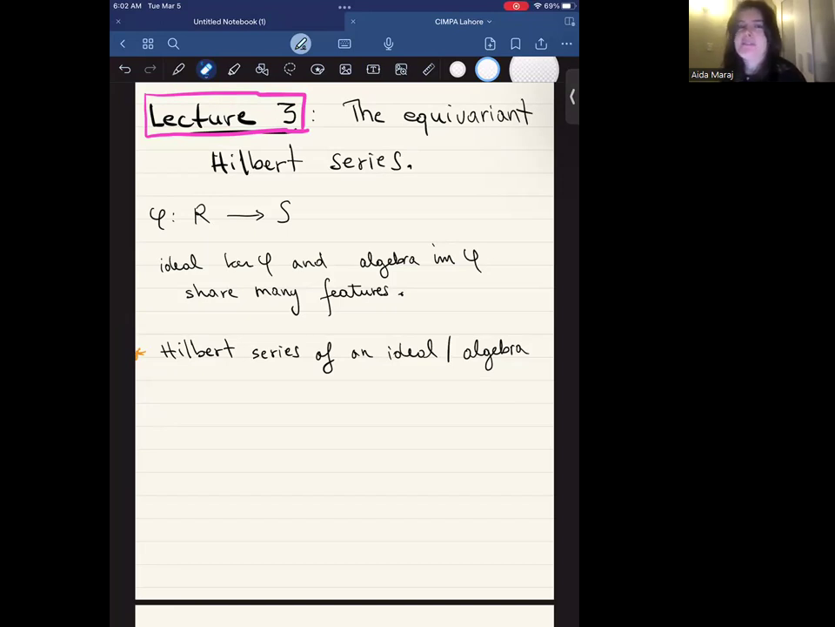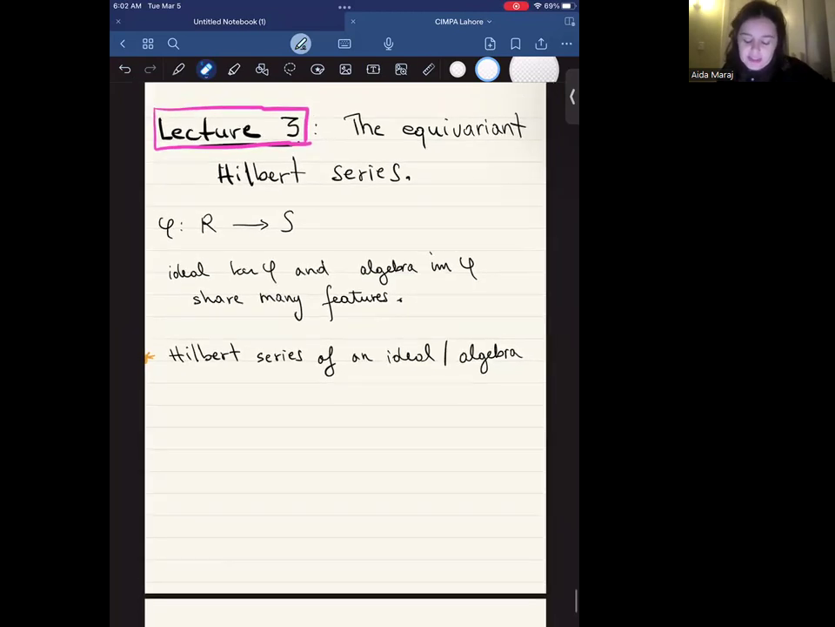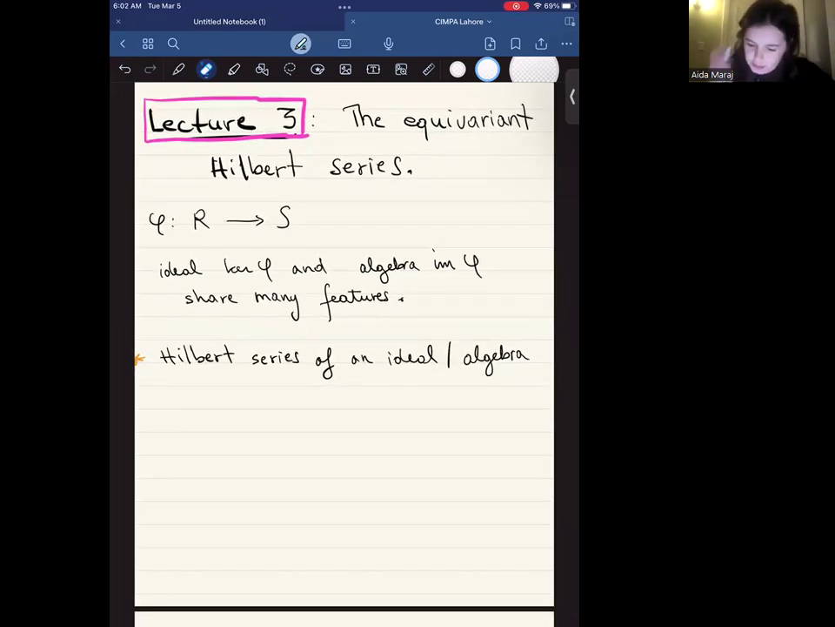In the finite setting, quantitative data of an ideal or algebra is contained in a series called the Hilbert series. So we'll review that definition, and then for our purposes, we will introduce this equivariant Hilbert series for ideals of infinite dimension.